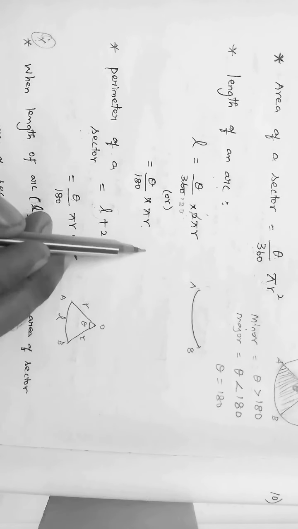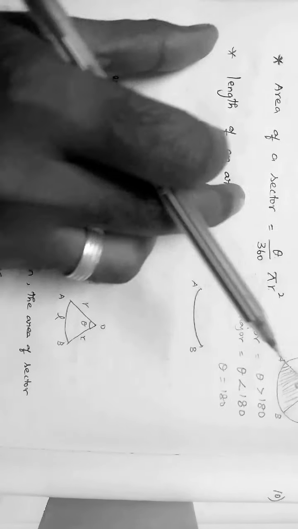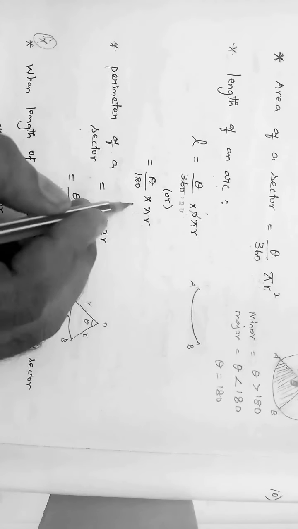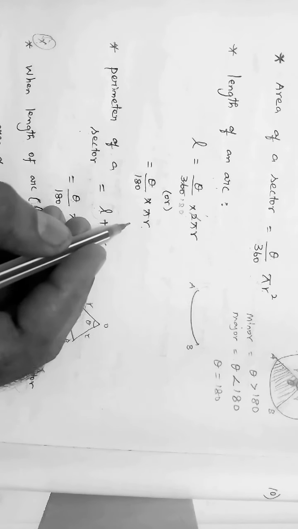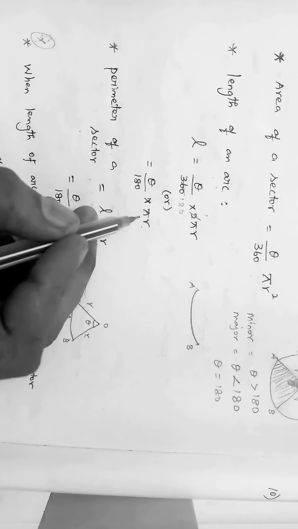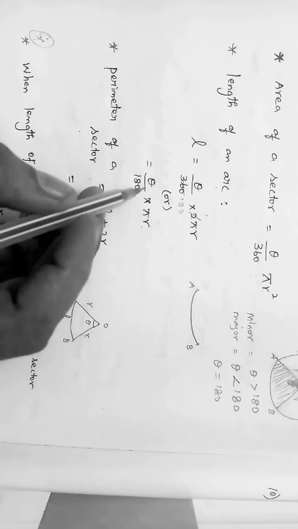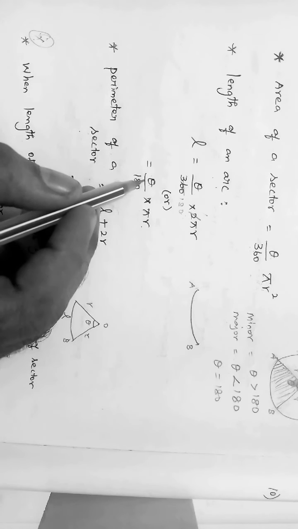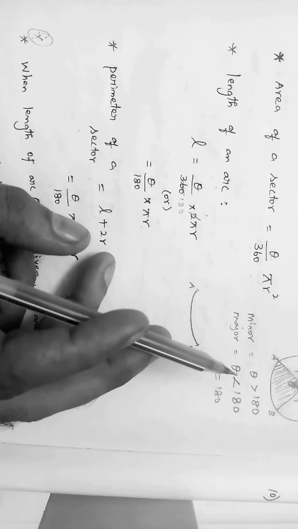Directly, this is the formula. Equate it with the value of the length of arc. By simplifying, we will get theta or radius, right? So we need two things: one is theta and another one is radius, the theta of a sector. And moreover, you have to keep only one thing in your mind.